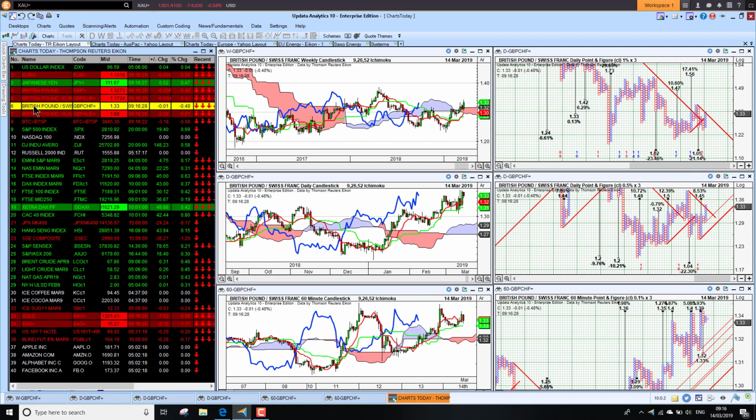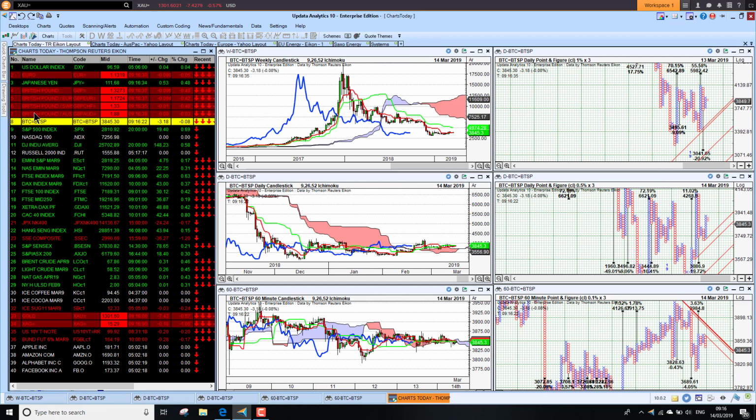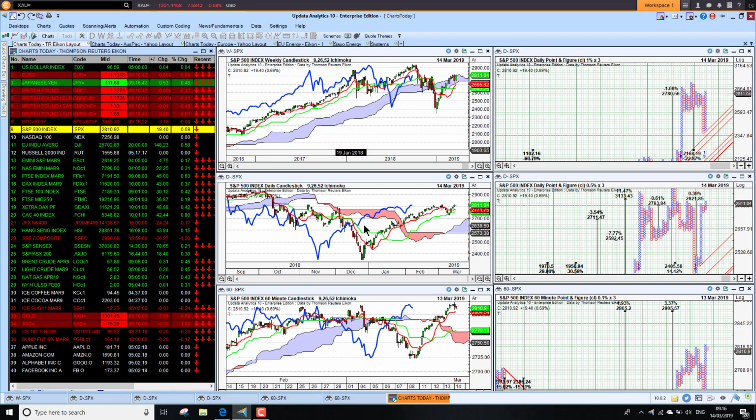And against the Swiss franc, we see sterling also looking more bullish as well. Against the Aussie dollar, sterling also looking pretty good. Bitcoin in the doldrums, still not much happening there. The US market was up 0.7% last night.